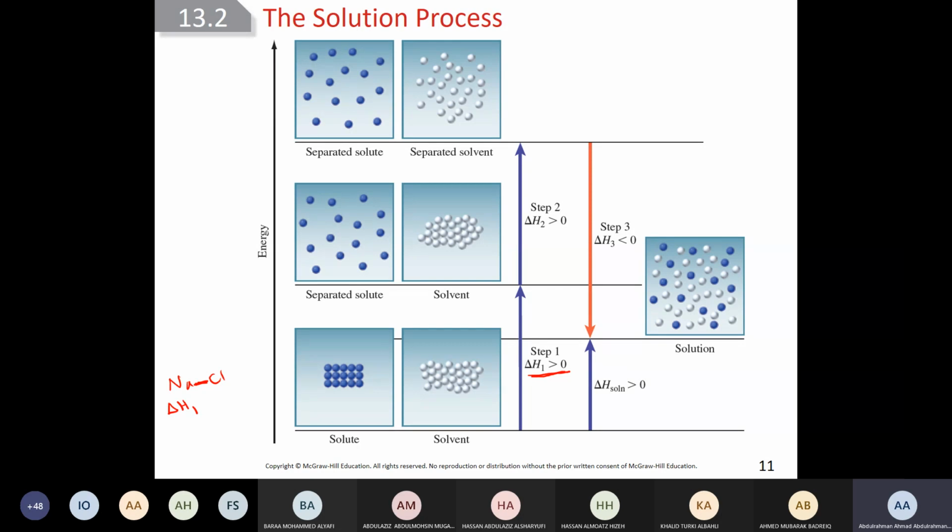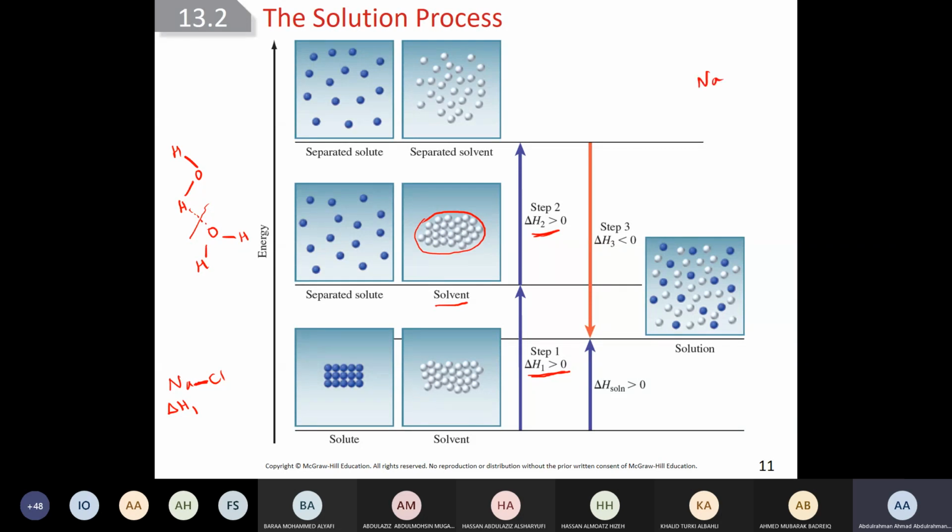Right? Good. And also, we need to break the bonds between the solvent, delta H2. What's delta H2? If you have water molecules, they are attached to each other by what? Hydrogen bonding. And now, when you want to make the solution, you need to break these bonds as well. That's delta H2. So we need to break the bonds of the solvent. And then what will happen? You're going to take the solute.